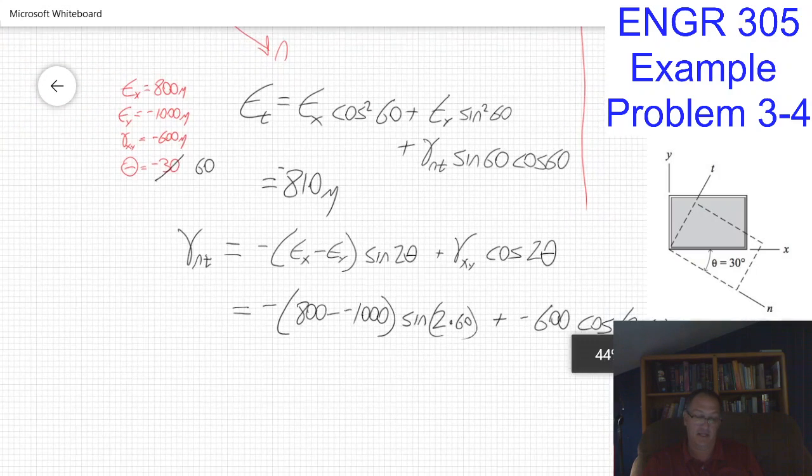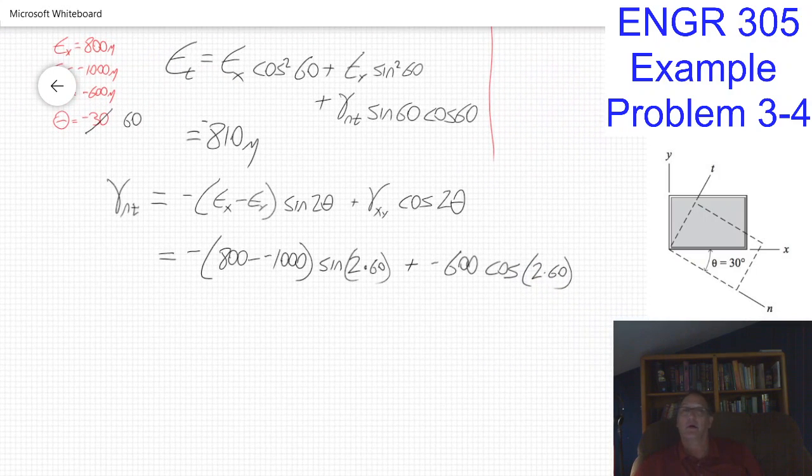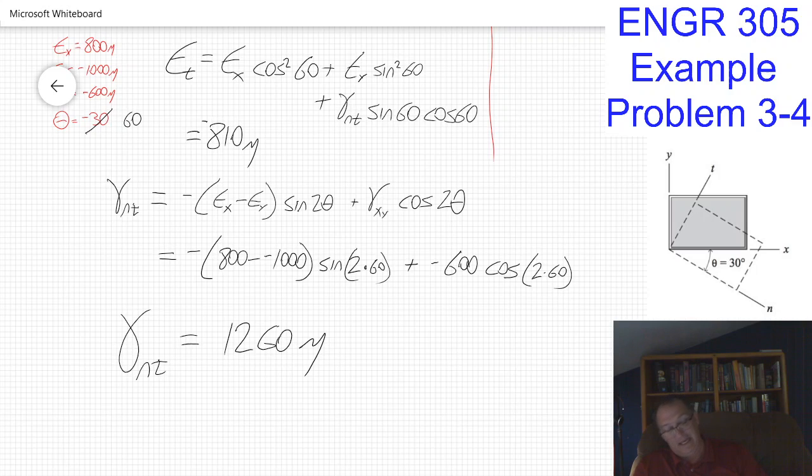Oh man, I've got to shrink that because my big ugly head's in the way. There you go. And when I calculate that out, gamma NT is equal to 1260 micro. And I guess I should put radians up there. Radians are dimensionless, so if you put it or not, it's okay, but it's not required.